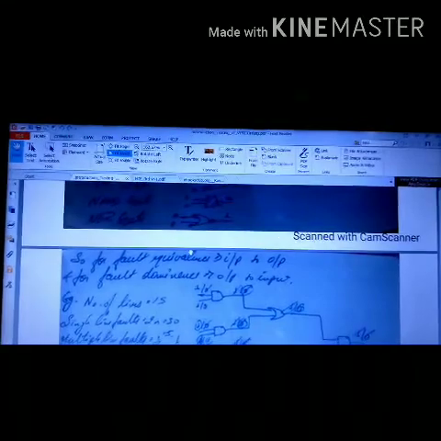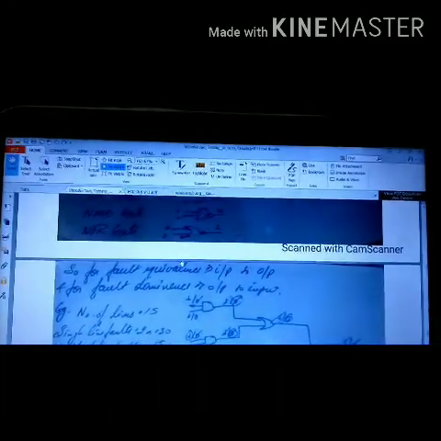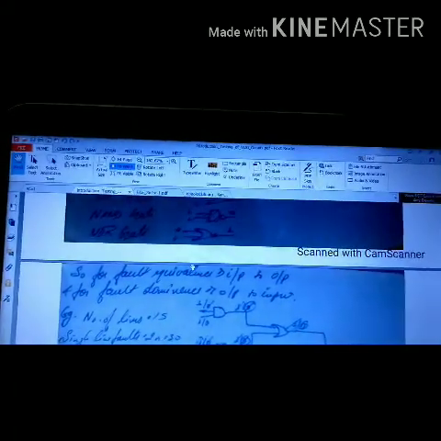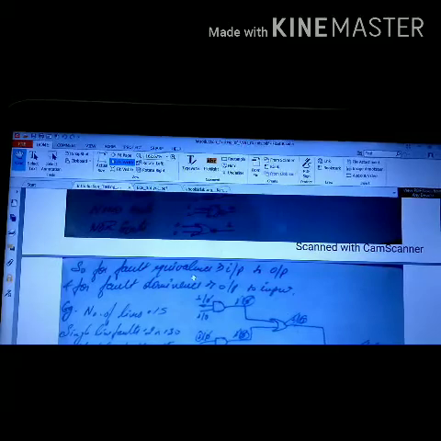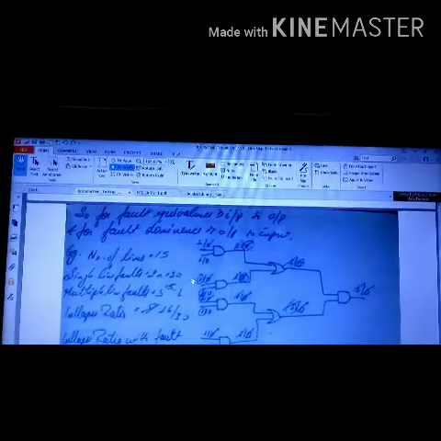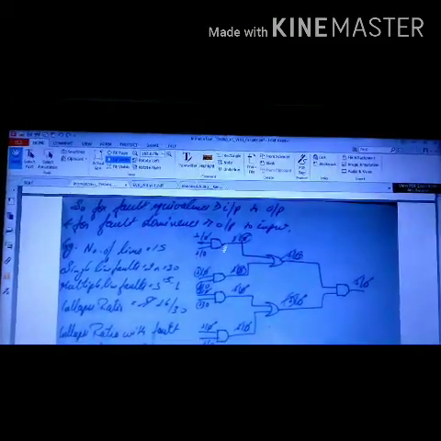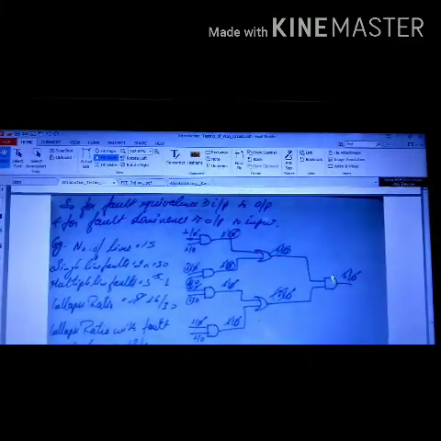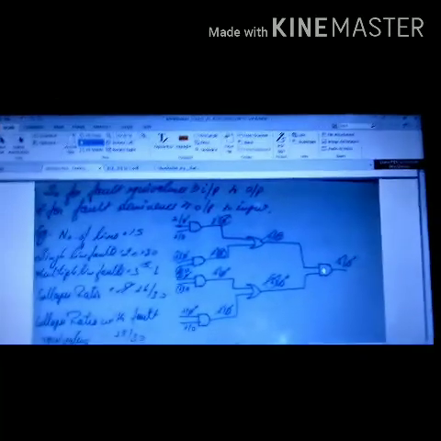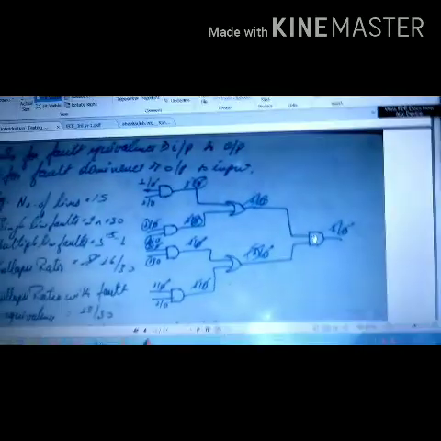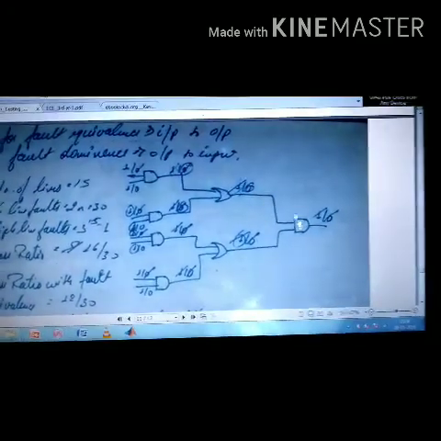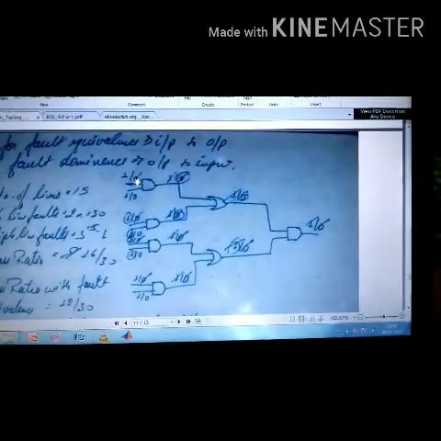For fault equivalence we go from input towards the output. However, for fault dominance we have to check from the output side towards the input side. Let us again take an example. Here we have 4 AND gates, 2 OR gates, and again an AND gate. It is almost the same as the first example that we did in the previous lecture. We have to count the number of lines first of all.